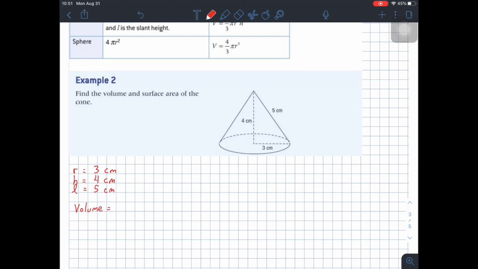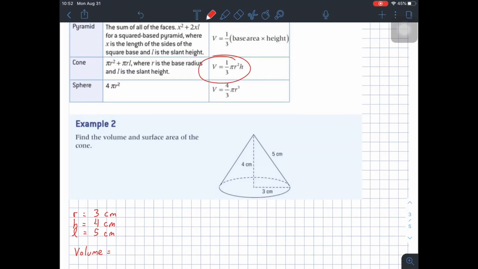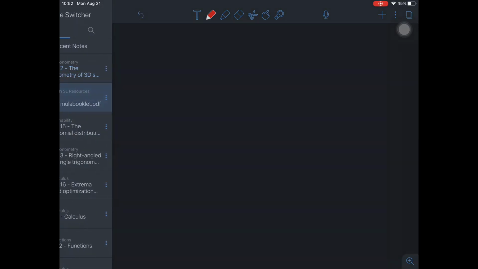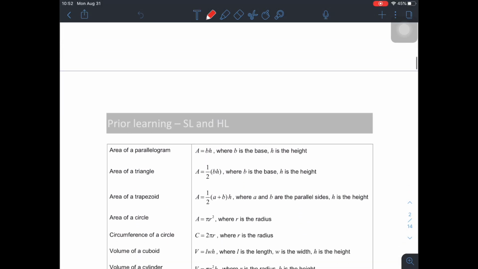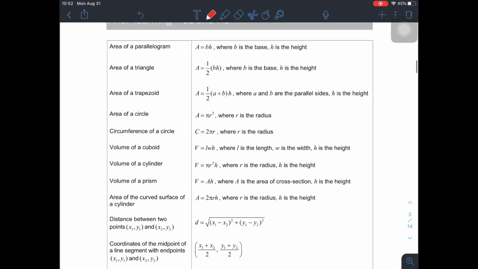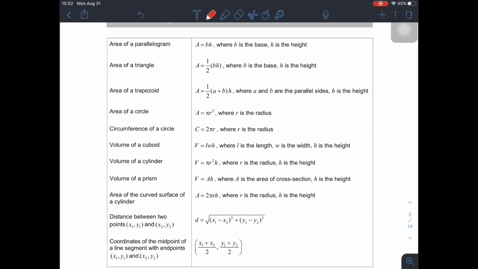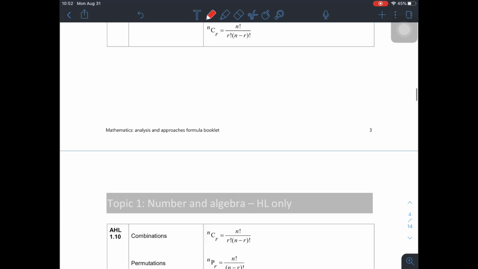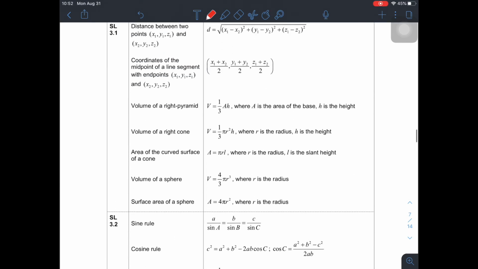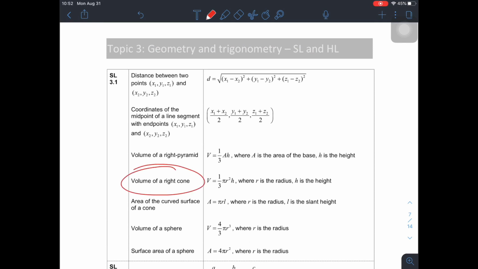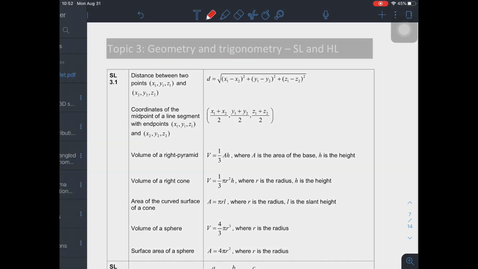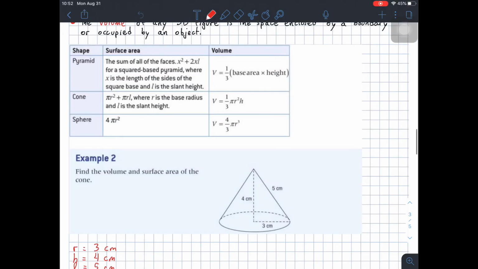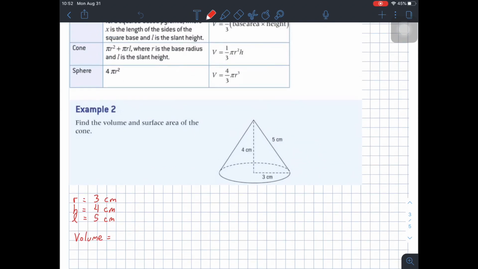The volume of a cone is this one over here. All of these formulas, just for you to know, are available in the formula booklet. If you go to the first part of the formula booklet, where it says prior learning, you would see that here you have all of the formula. In this case, we're using cone, right? So let me see, volume of a, I think it's down here. Wait, geometry and trigonometry, here. Yes, here you have volume of a right cone and area of a curved surface of a cone. So it's actually in topic 3, okay, geometry and trigonometry. So if we go back, we're going to use the formula. We're going to see that the volume is 1/3.